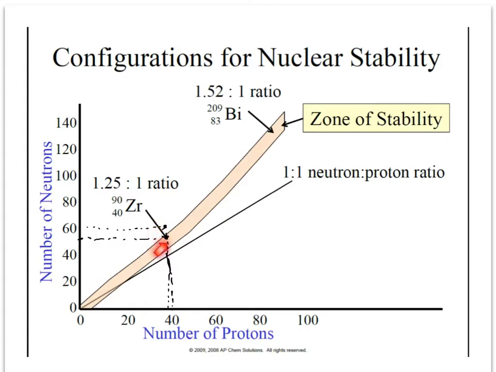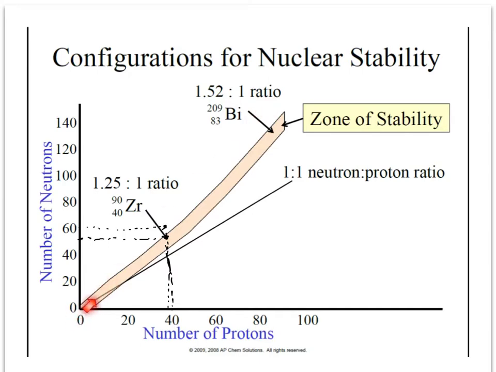And as long as it's somewhere in this range, so even if it has 45 neutrons, it's still going to fall in that zone of stability. So it's not like it has to be an exact pinpoint. Other elements, bismuth up here, bismuth 209, fall inside the zone of stability. And what you need to notice is this ratio of protons to neutrons. So, right here it's 1.25 to 1, and 1.52 to 1 up here. So as we increase, you need more and more neutrons in order to overcome the repulsive force of those protons.